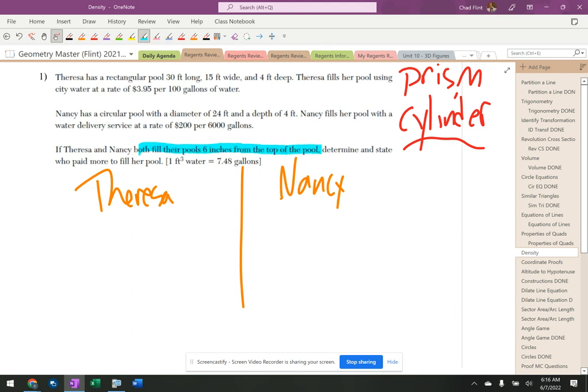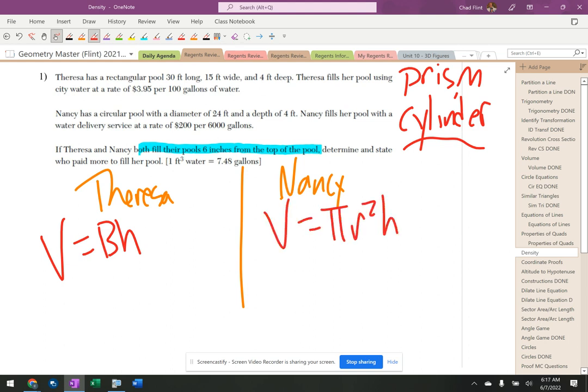All right. They both fill their pool 6 inches from the top, so they don't fill it all the way to the top. All right. So Teresa's volume equals area of the base times the height. Nancy's volume equals pi r squared h. All right. So area of the base for Teresa is 30 by 15.